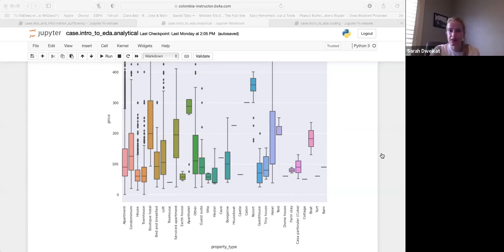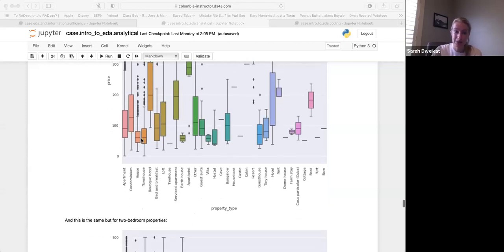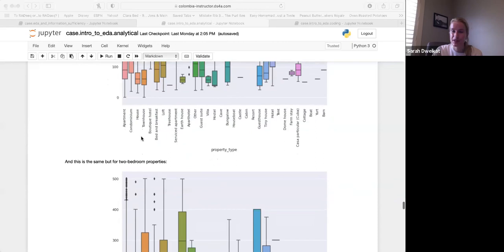Yeah, these are great observations about the variation between these different things. That there are even just a different number here. We have more options for a 1 bedroom versus a 2 bedroom property.